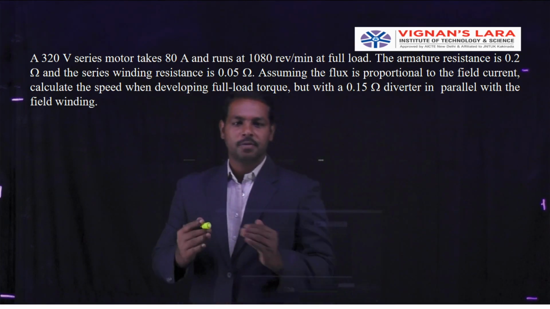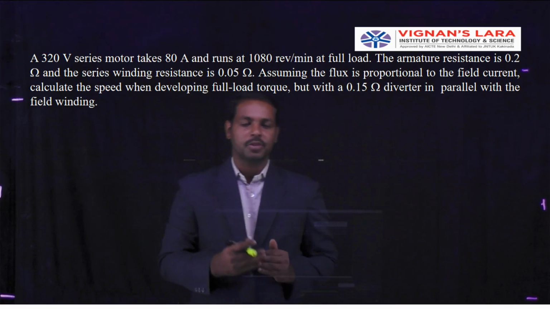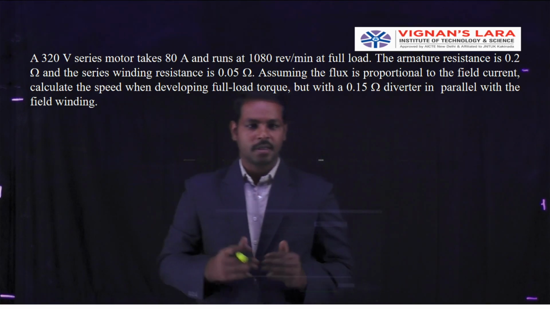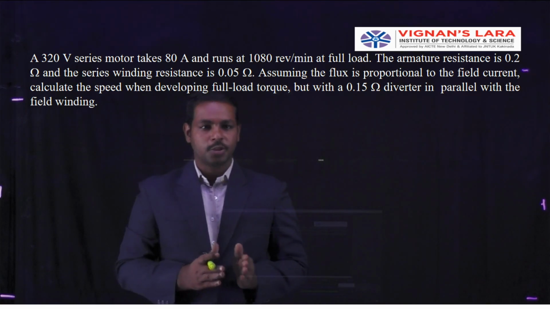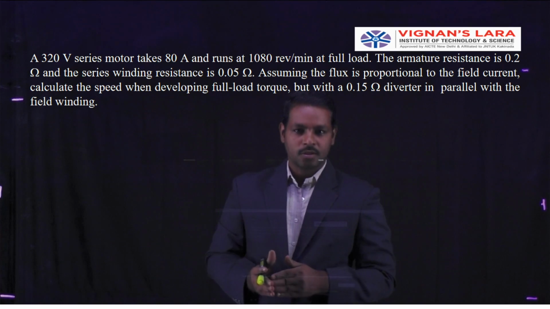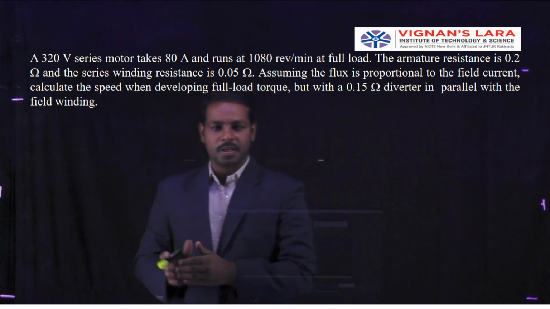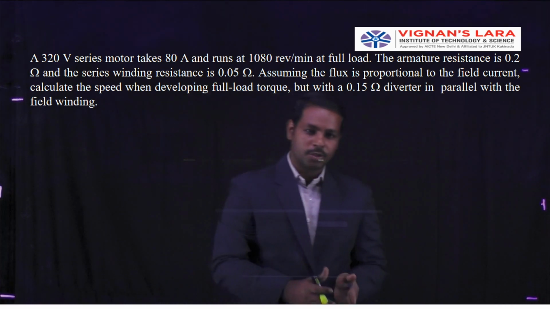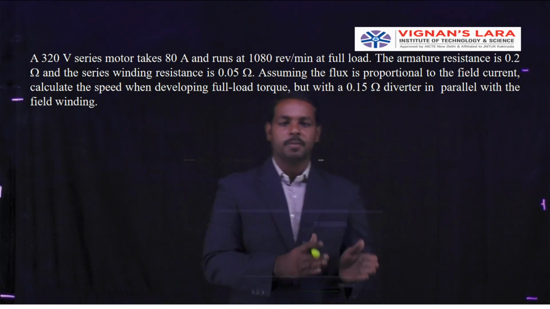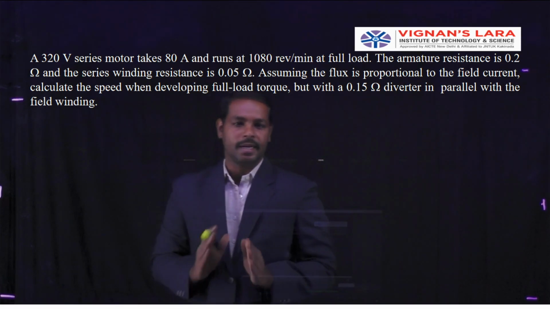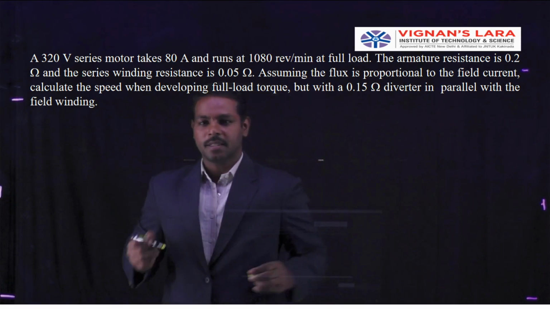First of all, we can differentiate it into two cases. Case number one is without the diverter present in the series motor. What will happen, or what is the speed of the motor, when the diverter is present? The corresponding parameters are to be calculated.